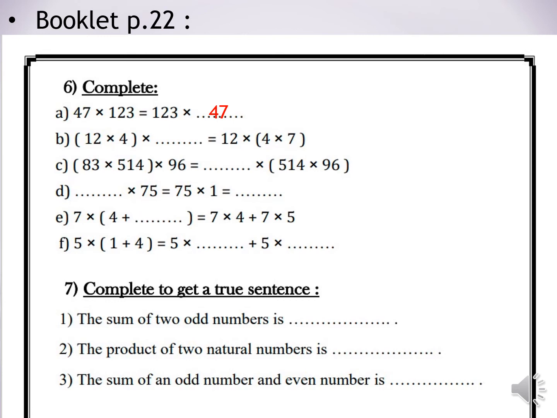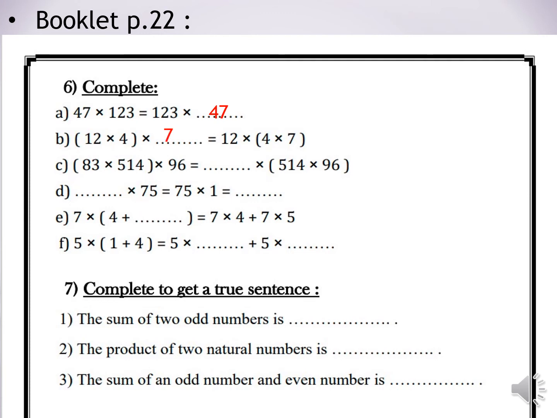In letter B, 12 multiply 4 multiply what equals 12 times 4 times 7. Here I have the same sign in both sides, and I have only brackets. So here the third number in the left hand side will be the same as the third number in the right hand side. So here I have 12 and then multiply 4. So the number missing is 7.